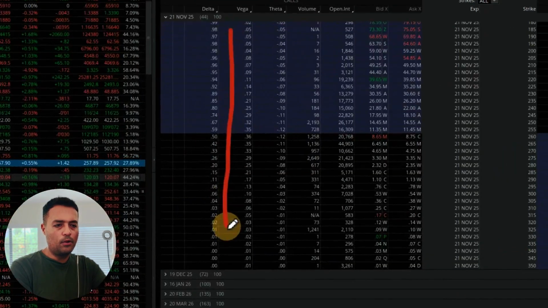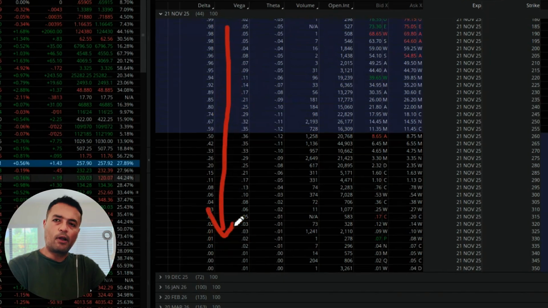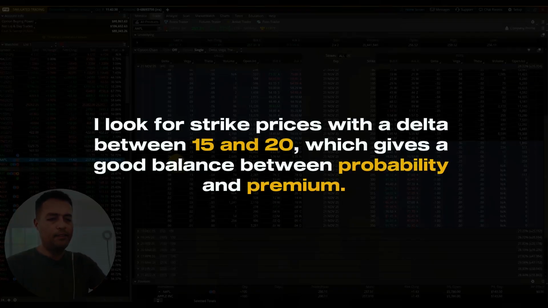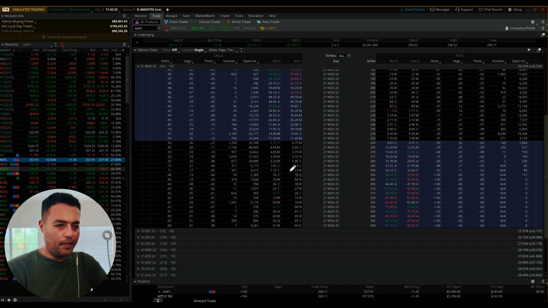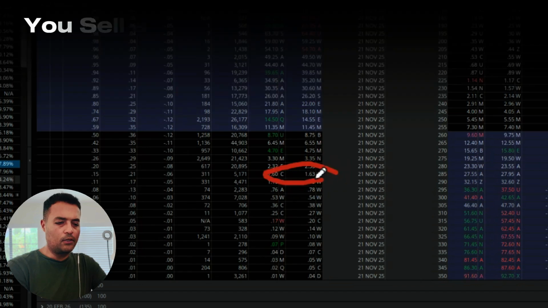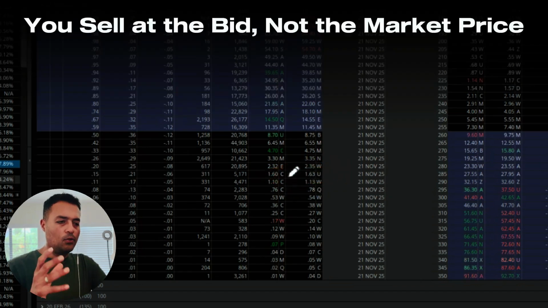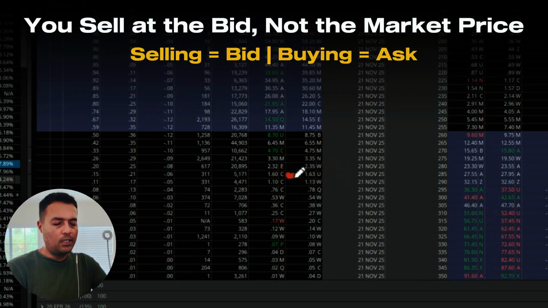Now, the next most important part is to look up a delta for a strike. Like I said, my go-to is between 15 and 20. I have a strike at 15. Let's see how much I can collect. I'm collecting about 163 on this. Sorry, 160, because when you sell an option, you sell it on the bid. So the bid price is 160. That's what you will collect.